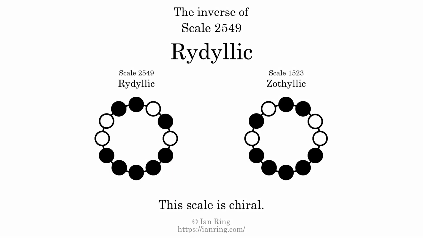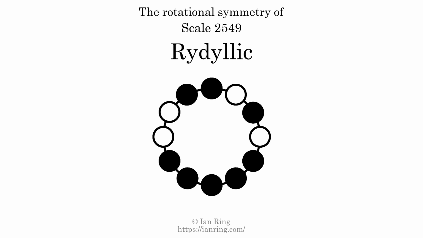The inverse of a scale is a mirror image. It is what you get when the sequence of intervals is reversed. The inverse of this scale is scale 1523, also known as Rydyllic. This scale is chiral. It cannot transform into its inverse by rotational transformation. This scale has no rotational symmetry.